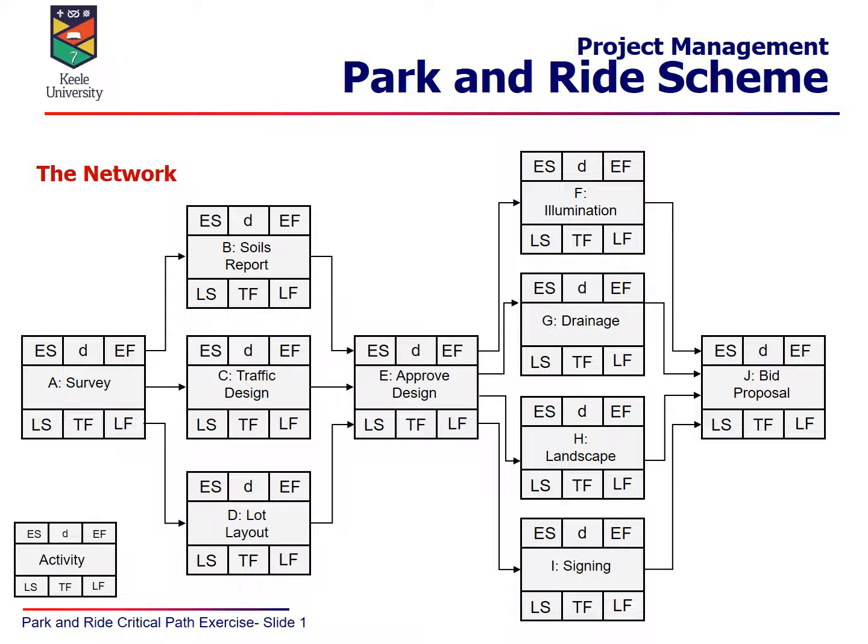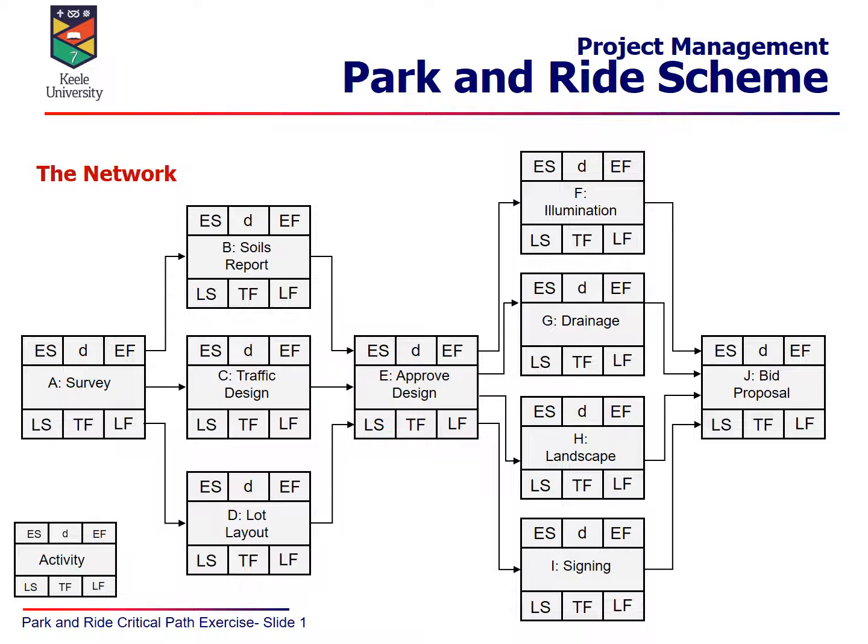And then if we have a look at this, we can see that once you've finished activity A, activities B, C and D can all start. If you look at the precedence table that was given on the exercise sheet, you will see that the soils report, the traffic design and the parking lot layout, the initial design work on that, could start once you have finished activity A. Activity A is the immediate predecessor to all three of those. So if you look at the network, you will see that B, C and D each follow the survey and can be conducted in parallel.